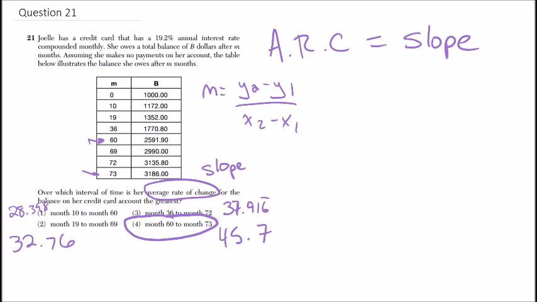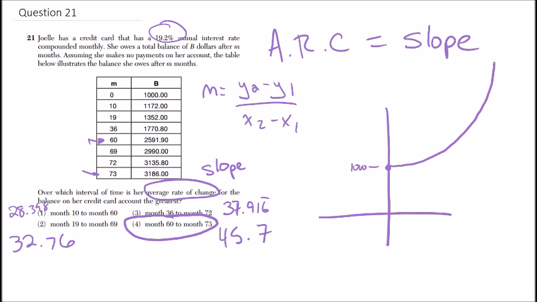Now, logically, this also makes sense because we know that our credit card has a 19.2% annual interest rate being compounded monthly. So when we start at 1,000 here, and it's increasing by 19.2%, this is going to be an exponential function going up really fast towards the end. So obviously you're going to have a greater rate of change the further along you are, or the more months you are along. So from month 60 to 73, it makes sense that that would have the greatest rate of change between those two.